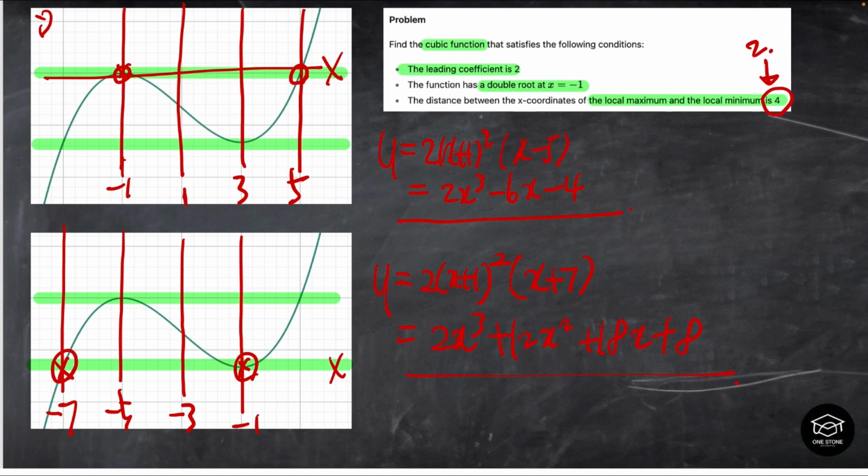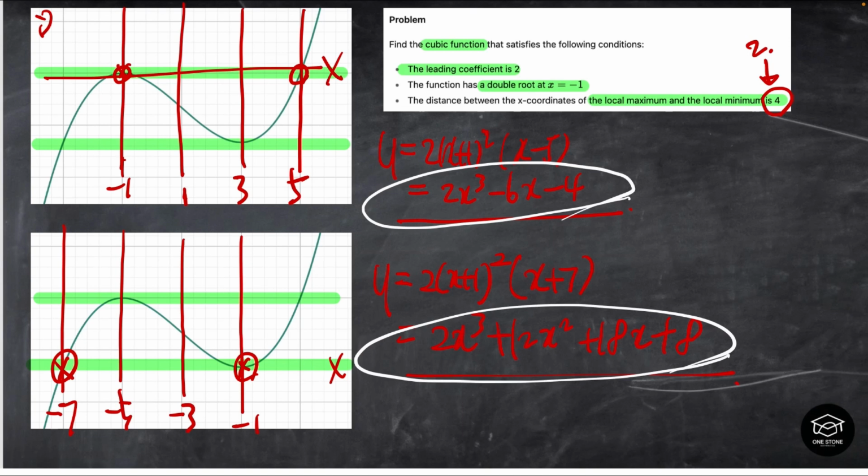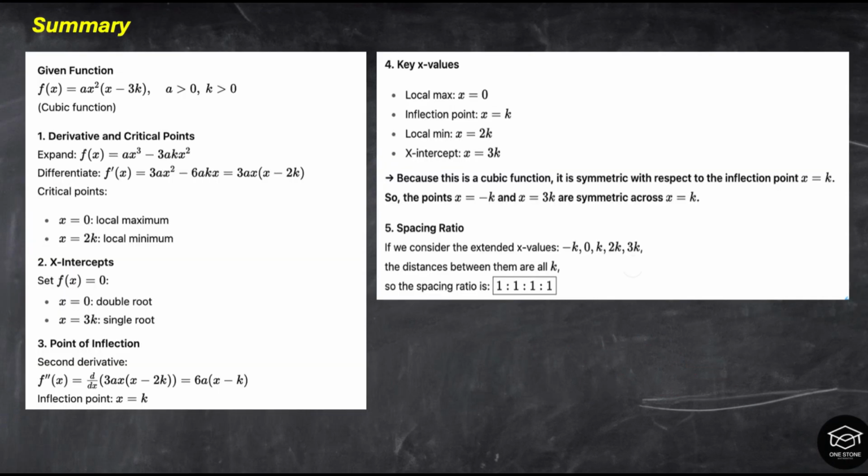So the cubic function that satisfies the given conditions can be written in either of these 2 forms. f(x) = 2x³ − 6x − 4, or f(x) = 2x³ + 12x² + 18x + 8. Both functions meet all the requirements.